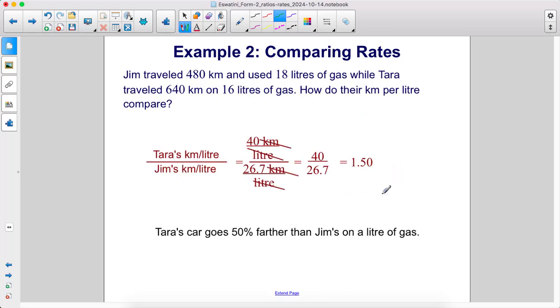Now let's compare their kilometer per liter ratios. So 40 kilometers per liter divided by 26.7 kilometers per liter. Well, all of the units cancel, kilometers with kilometers, liters with liters, giving us a ratio of 1.5. Therefore, Tara's car goes 50% farther than Jim's on a liter of gas.